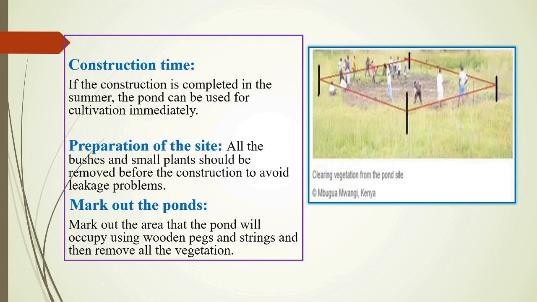The next factor is mark out the ponds. After cleaning the site, the outlines of the dike or main wall and other walls are marked with stakes. That means the site is marked with wooden pegs and strings, and then all the vegetation is removed from the site.